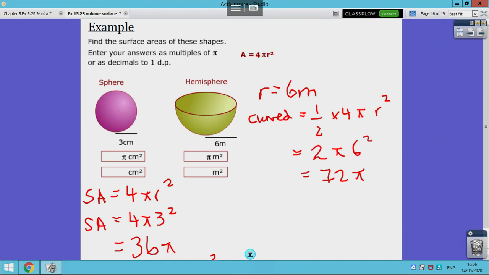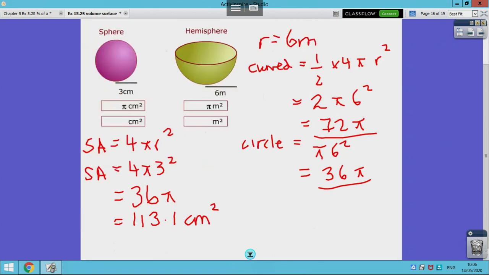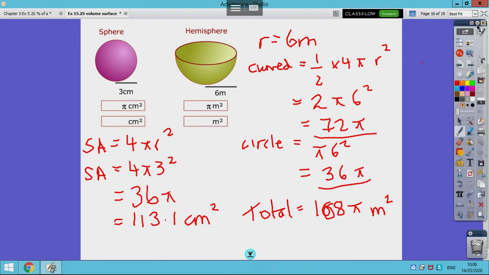Then I'm going to think about the circle. And that's just going to be pi 6 squared, isn't it? So that's going to be 36 pi. So the total surface area is this and this added together. So add 36 pi and that's 108 pi altogether. So total 108 pi metres squared. That kind of looks like 168, doesn't it? Hang on, I don't want anyone thinking that that's 168, it's 108.